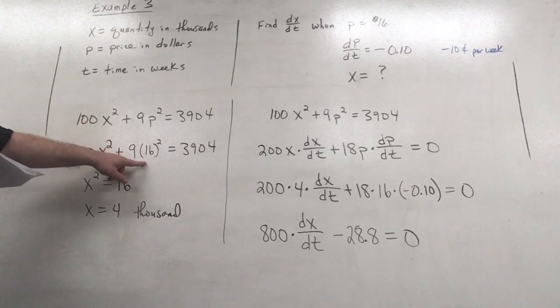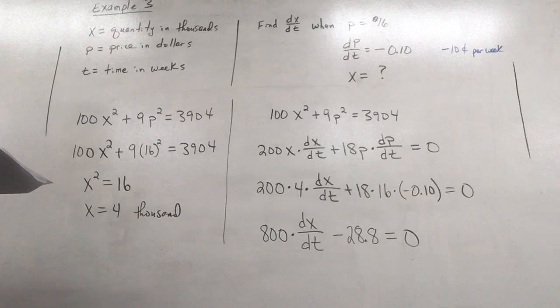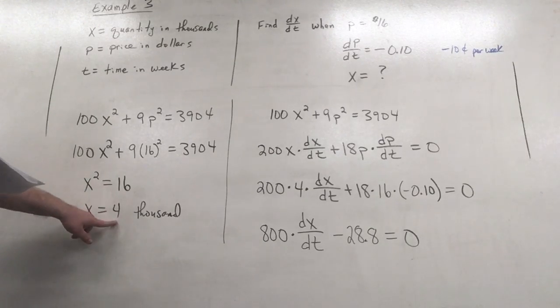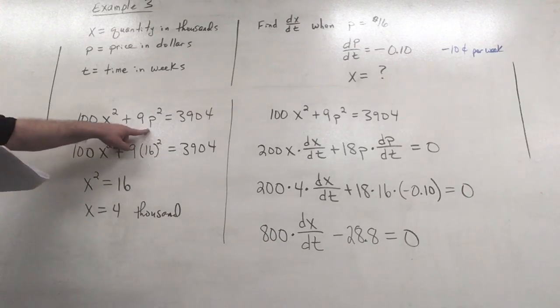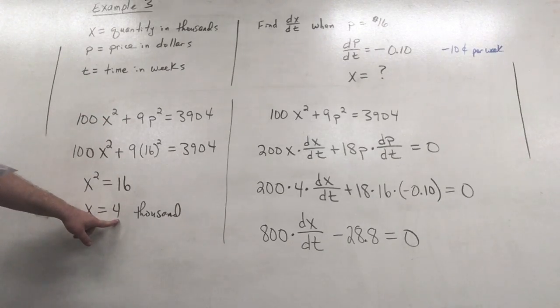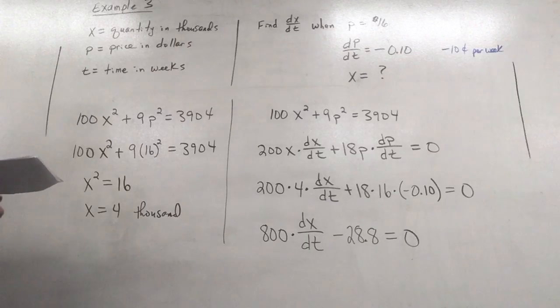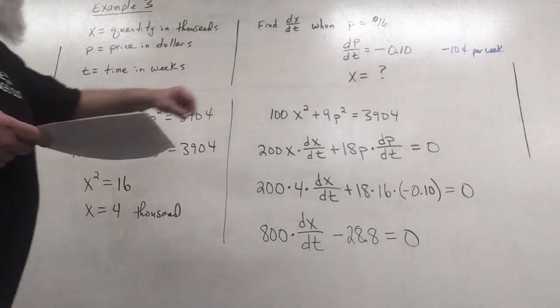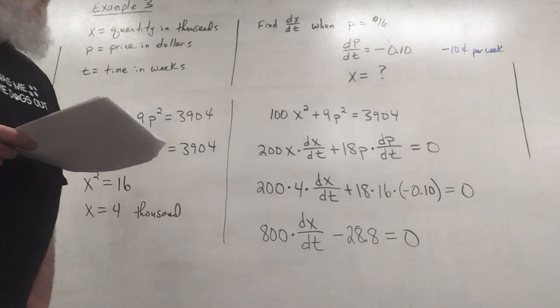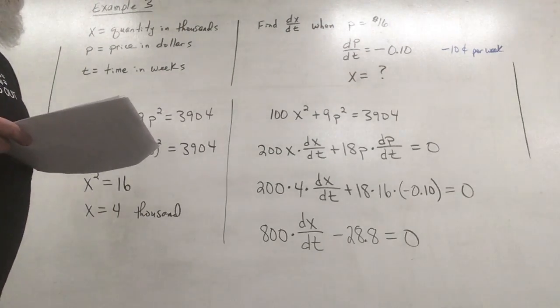And so we replace p with 16, so we have 100x squared plus 9 times 16 squared is equal to 3,904. And when I solve for x squared, I get x squared is equal to 16, and then when I take the square root of both sides, I get x is equal to 4. So when the price is $16 per headphone, the demand is 4,000 headphones per week. So now that we know what x is, we can calculate what dx over dt is under these two conditions: the price is 16 and the price is dropping at the rate of 10 cents per week.